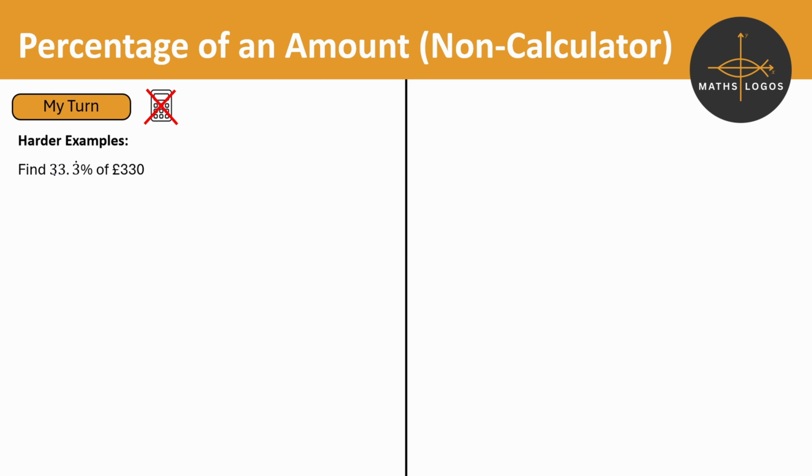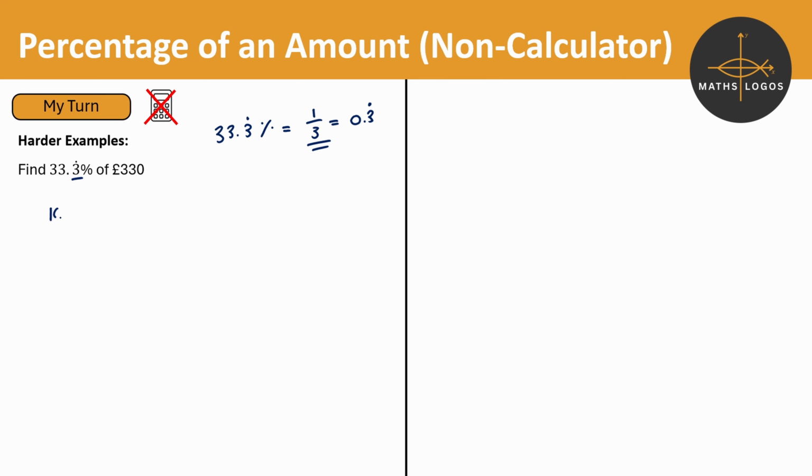All right, let's have a look at our next example. It says find 33.3 recurring percent of 330. We need to recognize that 33.3 recurring percent is equal to 1/3 as a fraction, or 0.3 recurring as a decimal, but this fraction's maybe the most helpful way of thinking about it.